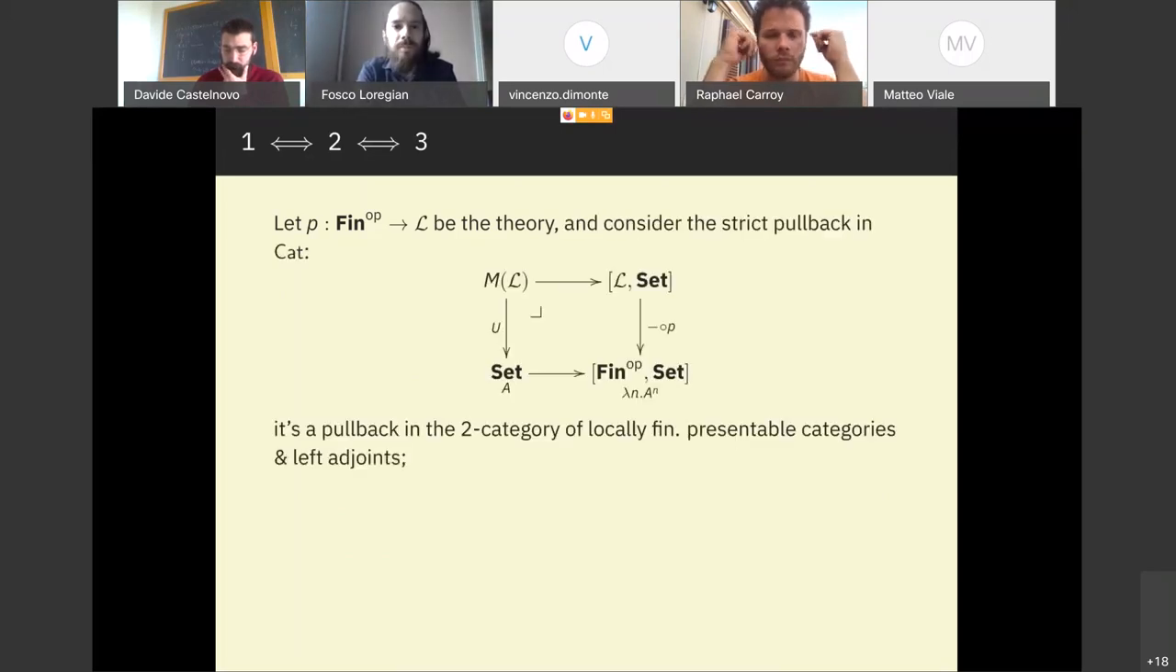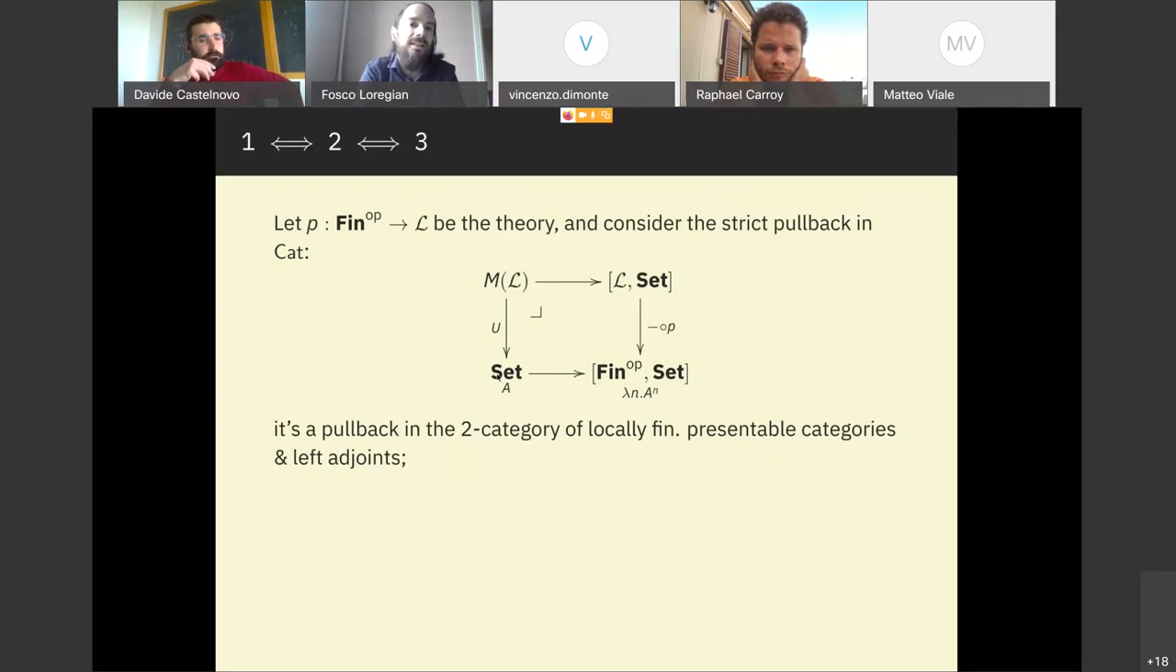I want to perform this pullback in the category of categories, but don't be scared about the category of categories. It's a very simple construction and it is as strict as it can be because there is a very canonical isomorphism filling the square. I take a leg to be pre-composition with P, because I can take categories of functors, presheaf and copresheaf categories, and I can take a functor from L to Set and pre-compose it with P in order to obtain something from FinOp to Set.